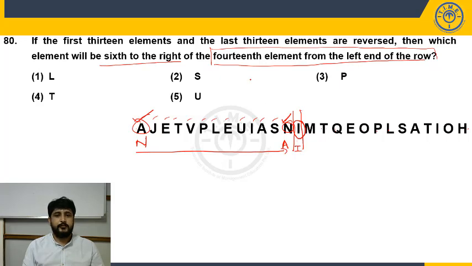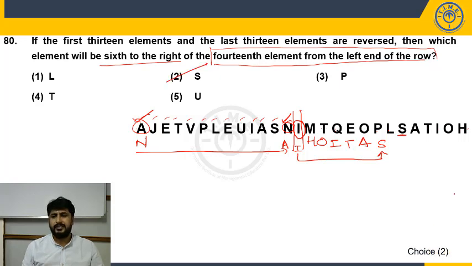With respect to this, 6th right. But when it is changed, H will be the first right, because the last 13 elements are also reversed. O will be the second right, I will be the third right, T will be the fourth right, A will be the fifth right, S will be the sixth right. S with respect to I. So my answer is S, choice 2.